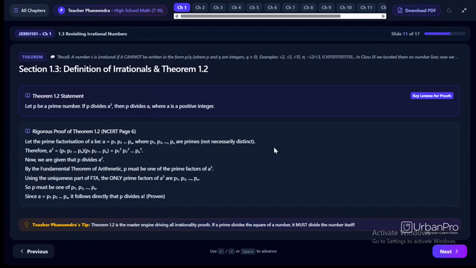So today we are going to discuss the definition of irrational numbers, Theorem 1.2, and the proof that root 2 is irrational. So let's go to the Theorem 1.2 statement.